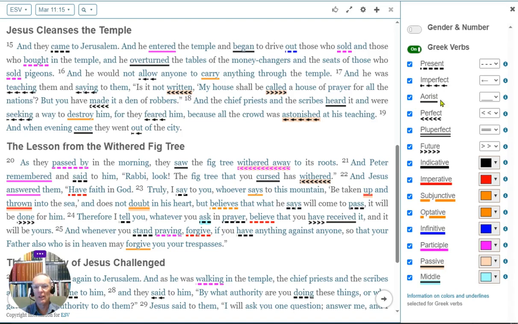The aorist has just simple underlining because it isn't past, present or future. And the future, of course, has arrows towards the future. And the pluperfect, well, that's like the foundation of the past. It had already happened. So it's got a double underline. That's done and sorted and finished.